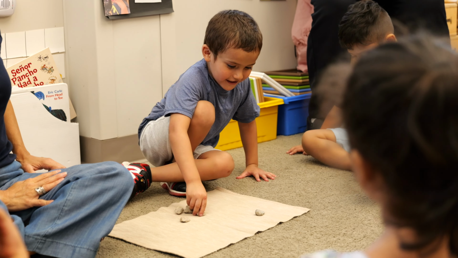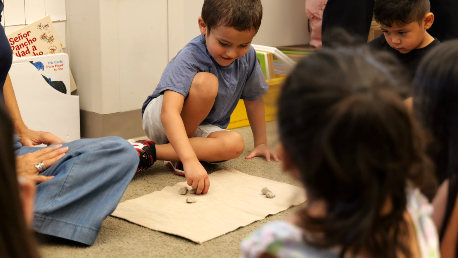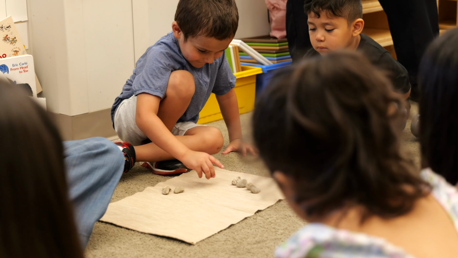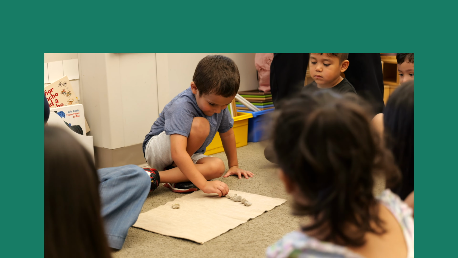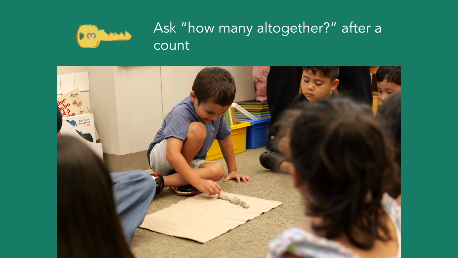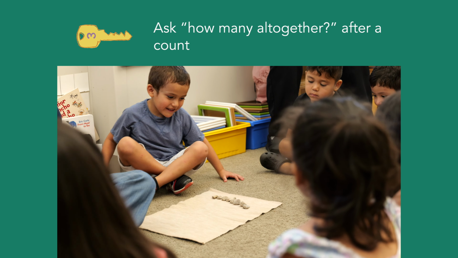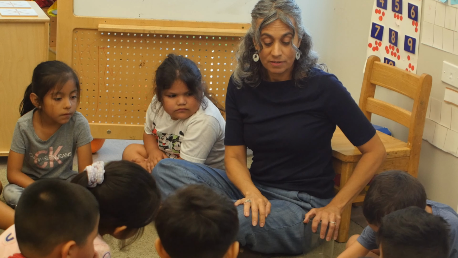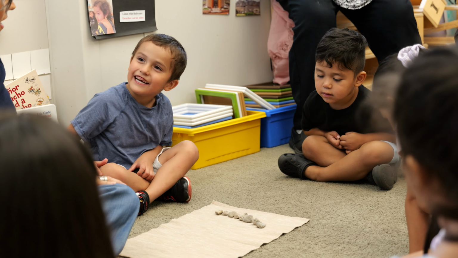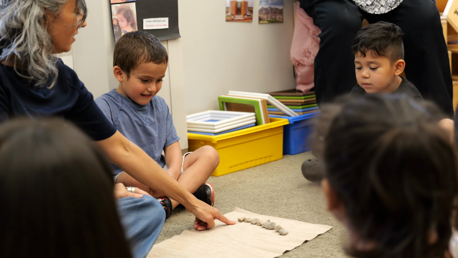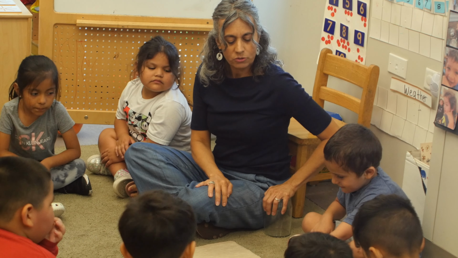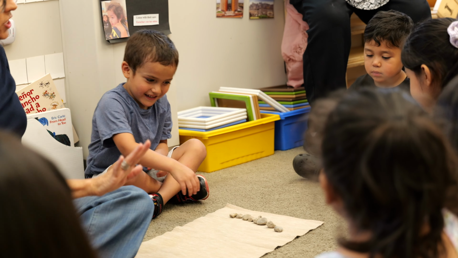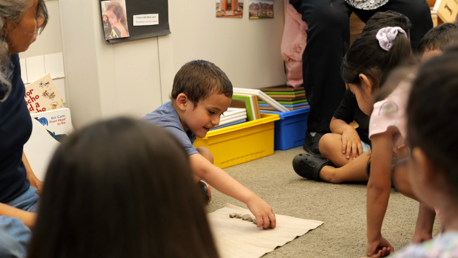1, 2, 3. You'll get a turn. 4, 5, 6, 7, 8. So Jasper, how many rocks did you count? 1, 2, 3, 4, 5, 6, 7, 8, 9. We'll try that again. 1, 2, 3, 4, 5, 6, 7, 8. So just Jasper. Jasper, how many rocks do you have?